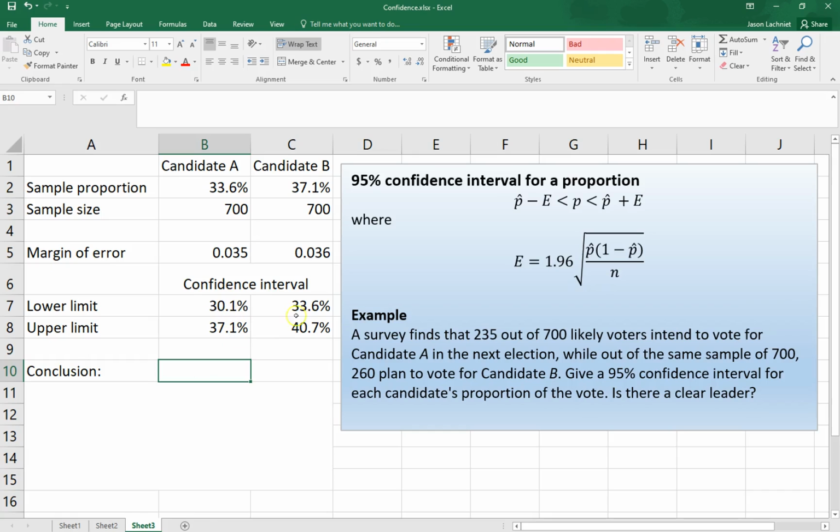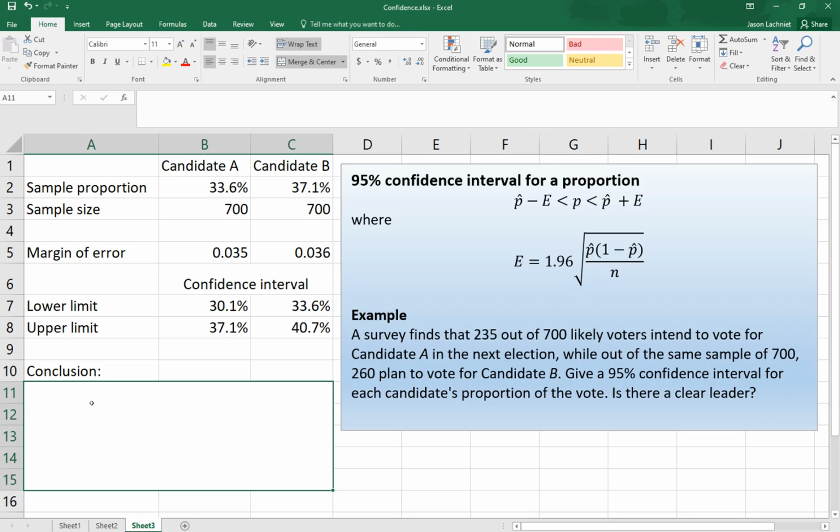these confidence intervals actually have considerable overlap. Candidate A, for all we know, could be doing as well as 37%. Candidate B could be doing as badly as 33.6%. Because we have that significant overlap, we cannot say with confidence which candidate is leading. So it's a statistical tie. Candidate B's apparent lead is well within the margin of error.